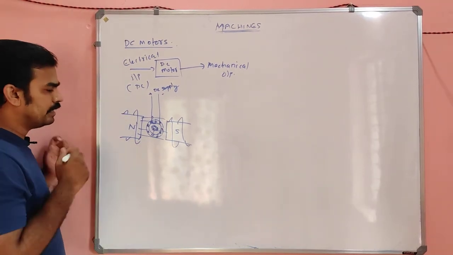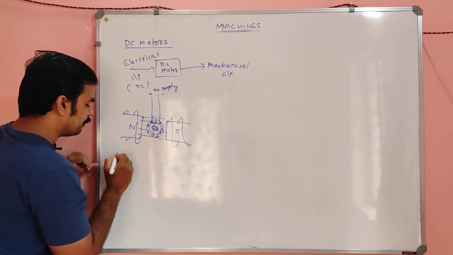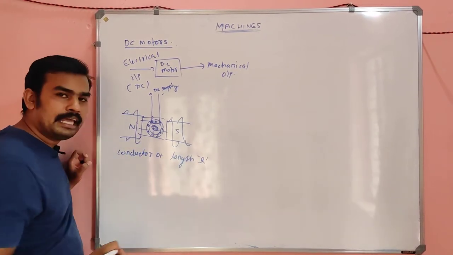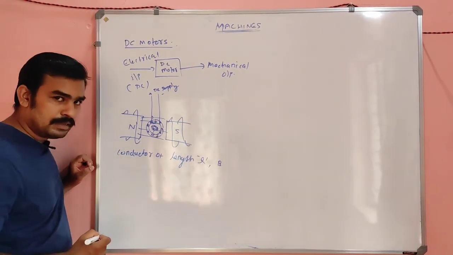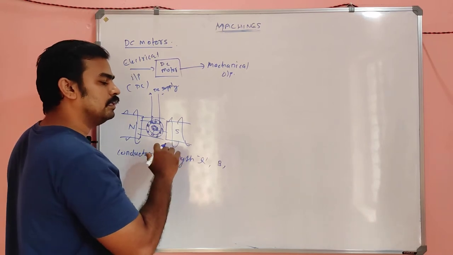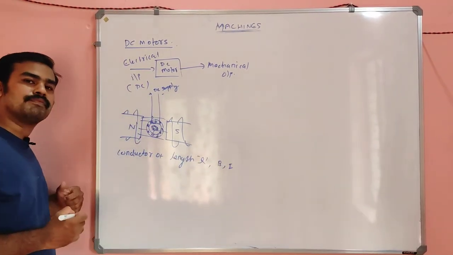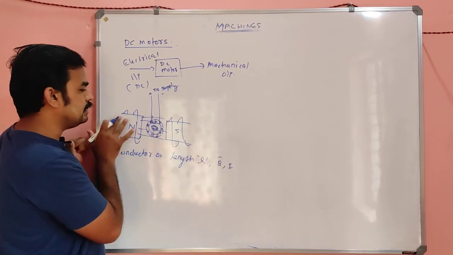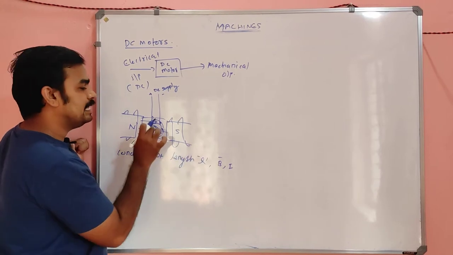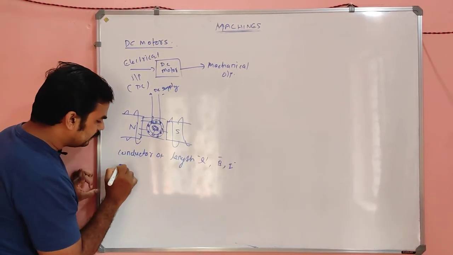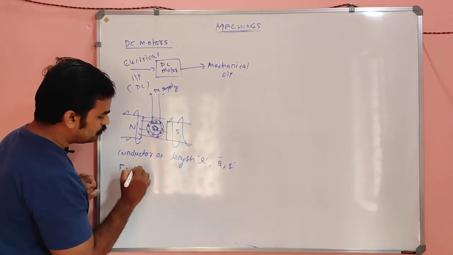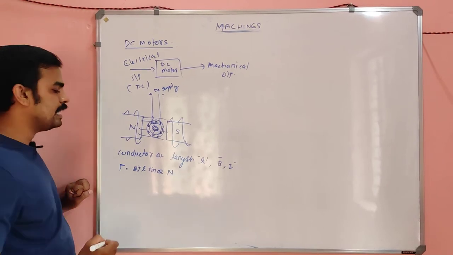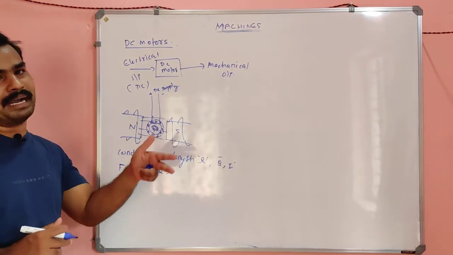Suppose a conductor of length L is situated in a magnetic field of flux density B, and there is a flow of current I in the conductor. If a conductor of length L, situated in a flux density B produced by the temporary magnet, carries a current I, then there will be a force on that conductor. That force is BIL, exactly BIL sin theta Newton, where theta is the angle between the movement of the conductor and the magnetic field.